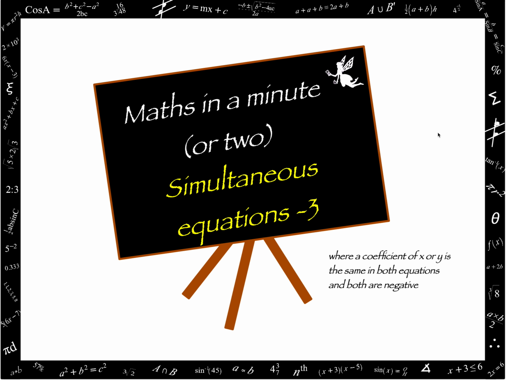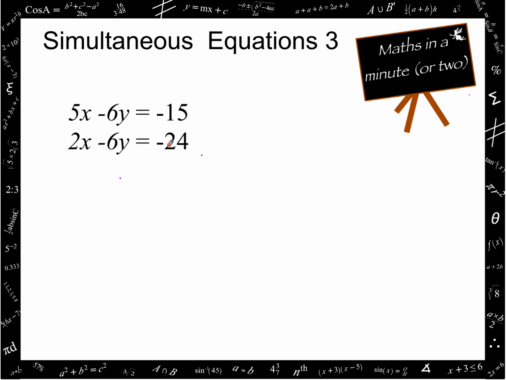This is simultaneous equations 3, in which we're going to have a look at the coefficients when they are both the same but they're both negative. As you can see here, we've got 6y's and 6y's, but they're both negative 6y's. So we are going to subtract and we'll see what happens now. So 5x minus 2x gives us 3x.